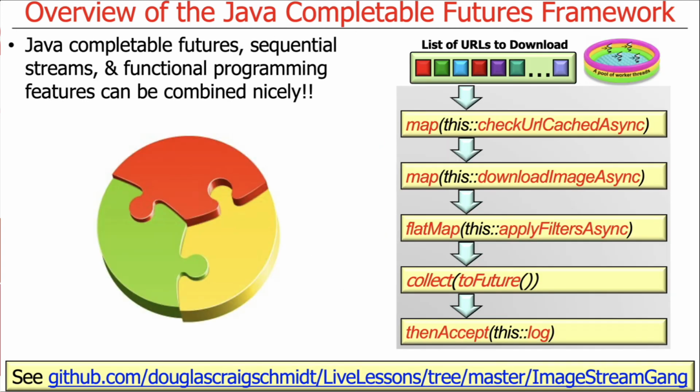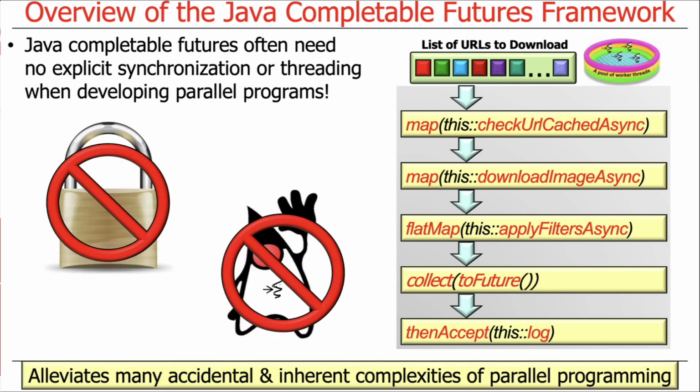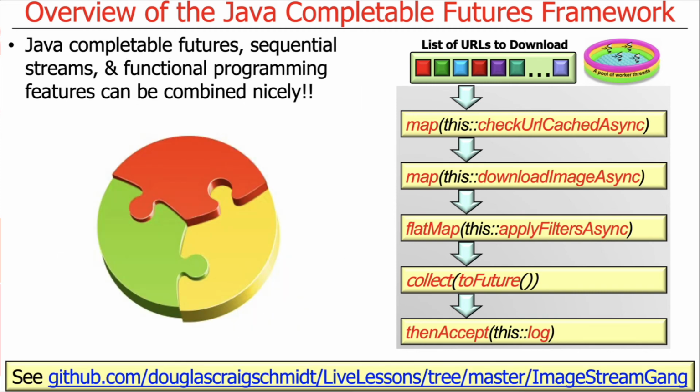Now, interestingly enough, you can actually combine completable futures, sequential streams, and functional programming features in Java quite nicely. So there's some stuff that we'll talk about where we'll show how you can actually make them all work together. They fit together pretty well. So you can actually use streams to give you the structure, whereas you can use completable futures to give you asynchrony. Now, as we will see, there's perhaps better ways of getting that kind of a design.